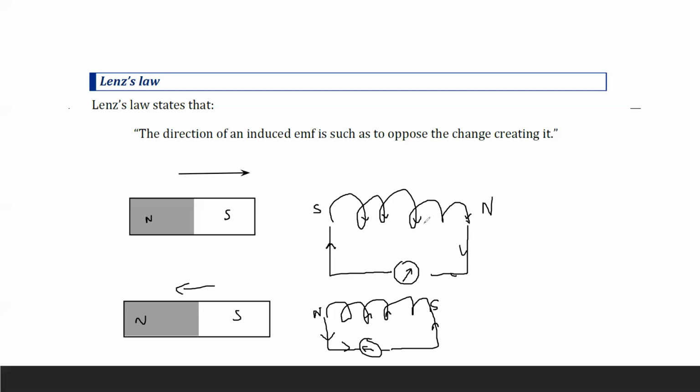So a change in magnetic field induces EMF, but the direction of the induced EMF always tries to oppose the change in magnetic field. Is it clear?